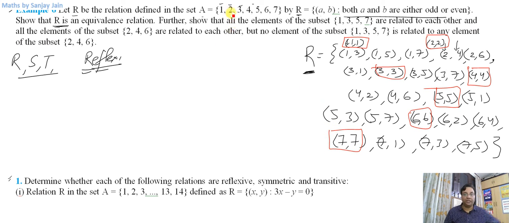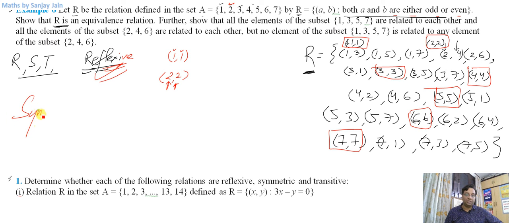Now let me explain it theoretically. Why would all of these doublets be present? Because what is the relation? That A and B are either odd or even, right? So if I write 1, then 1 will definitely be related with 1 because both of these are odd, right? So every element of set A will be related with itself under this relation, right? So if there is an even number of this set A, it will definitely be related with itself, because both of these are even. So this shows me that this relation is reflexive.